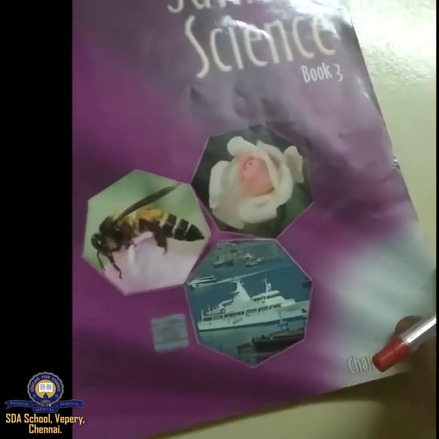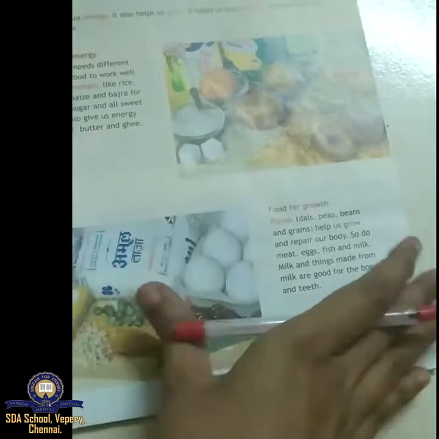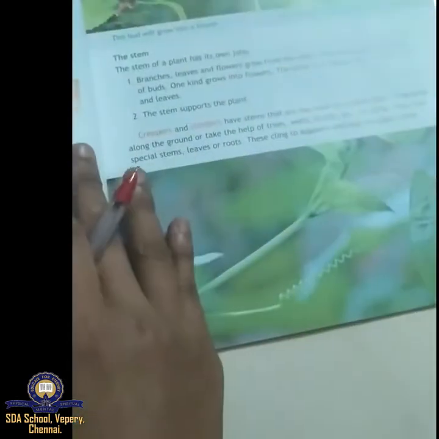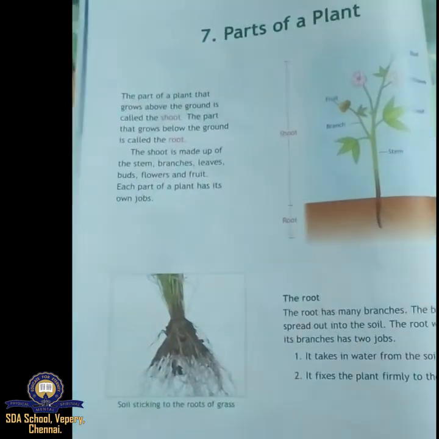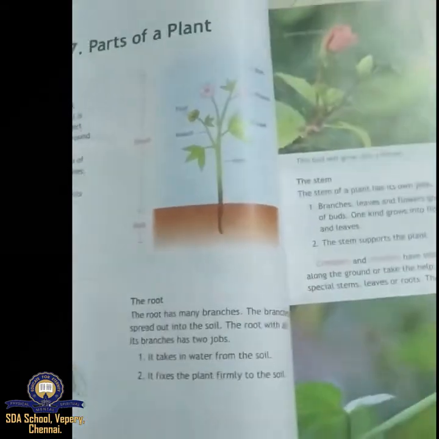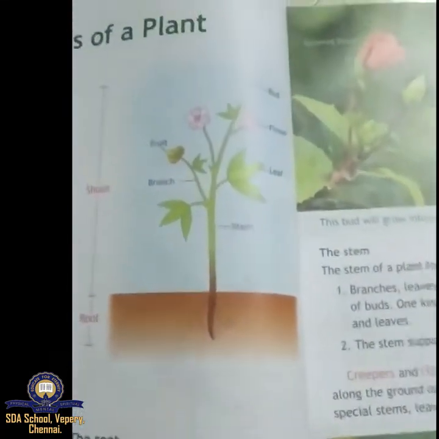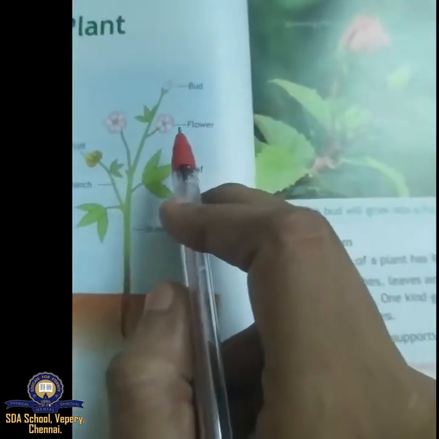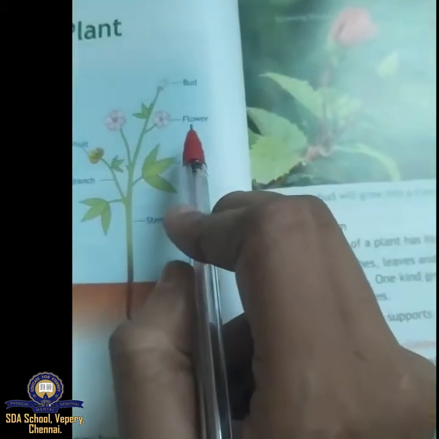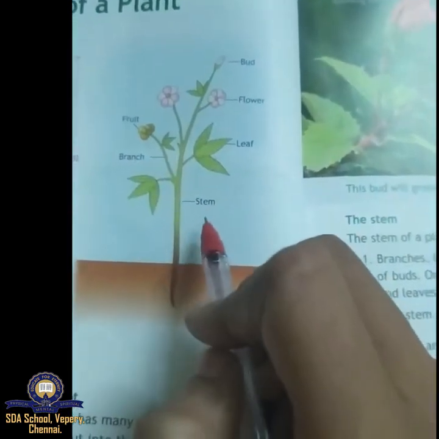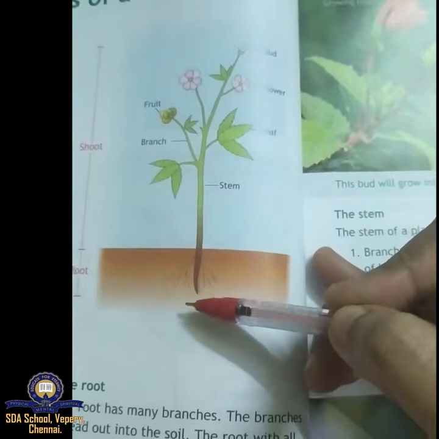In this class, we are going to learn a new lesson, okay? What's the topic of the lesson? The topic of the lesson is parts of a plant. Lesson number 7, parts of the plant. Can you see the picture? What are the parts in this plant? Bud, flower, fruit, branch, stem, leaf, and root.